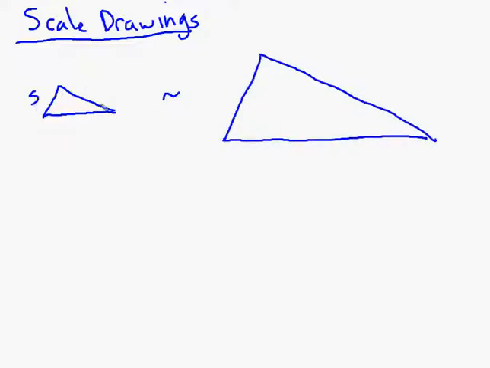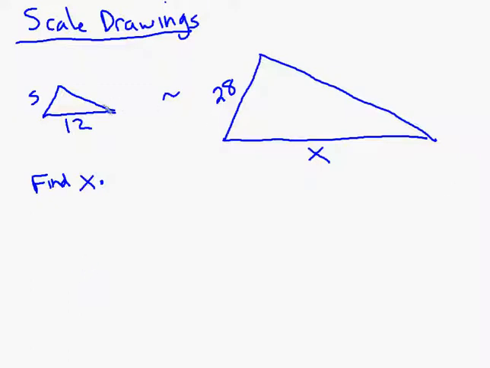Let's say this side is 5. Let's say this side is 28. Let's say this side is 12. And this side is x. And I want you to find x. I can use a proportion.